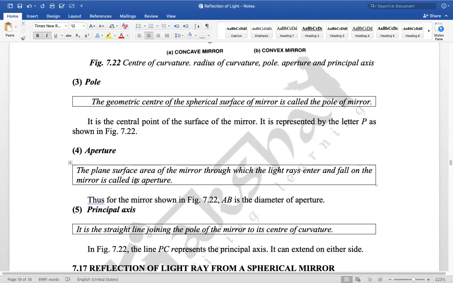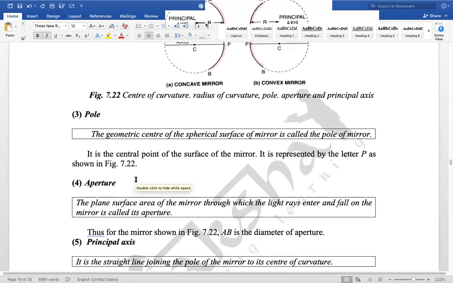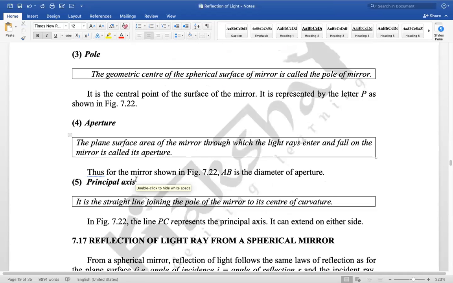Now aperture. The plane surface area of the mirror through which the light rays enter and fall on the mirror is called its aperture. So this aperture basically tells us the size of the mirror. So the surface area of the mirror through which light rays enter and fall on the mirror is called its aperture.